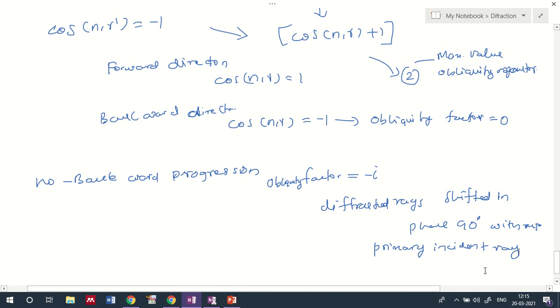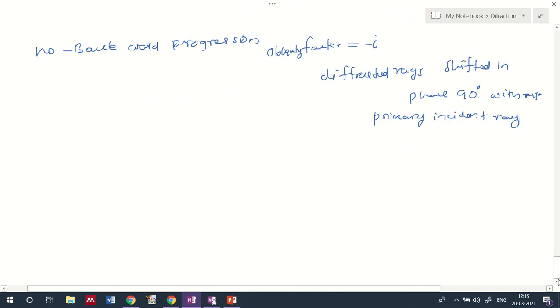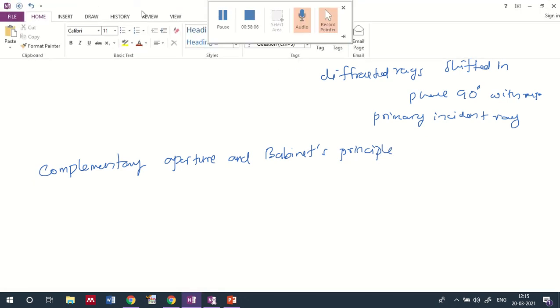So there is one more thing we need to add into this discussion, that is about complementary aperture and Babinet's principle. So this is a very simple one. I'll just discuss it in 5 minutes.